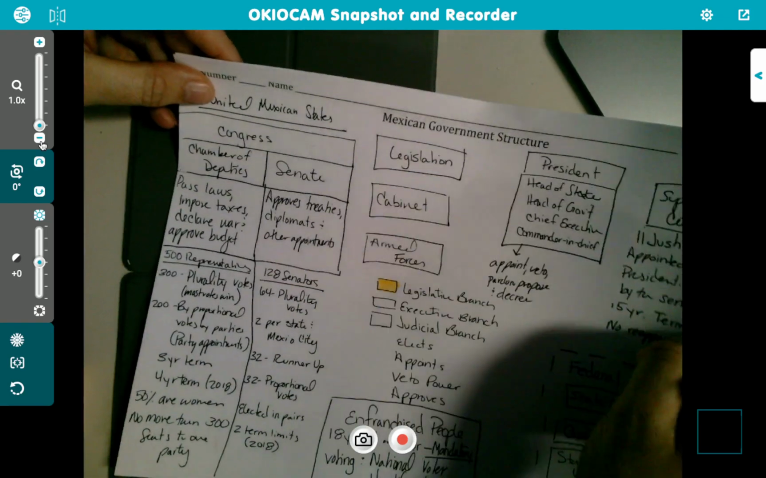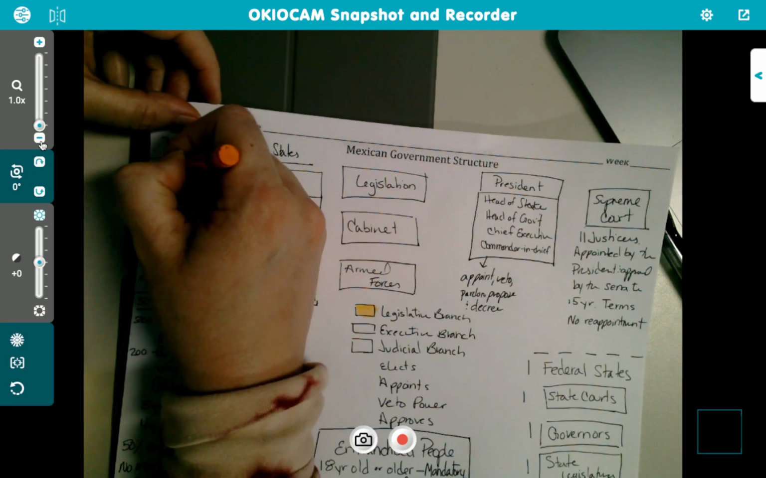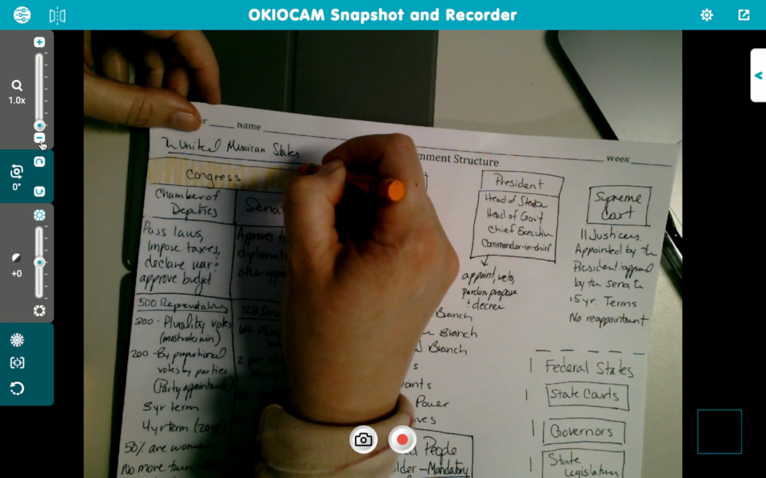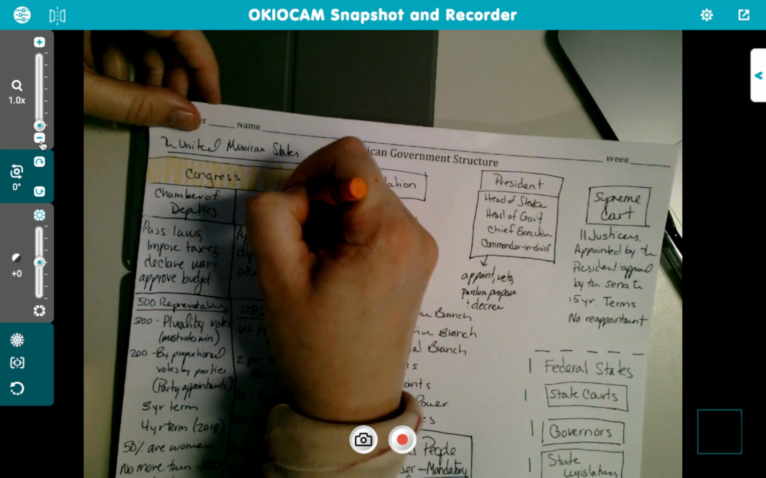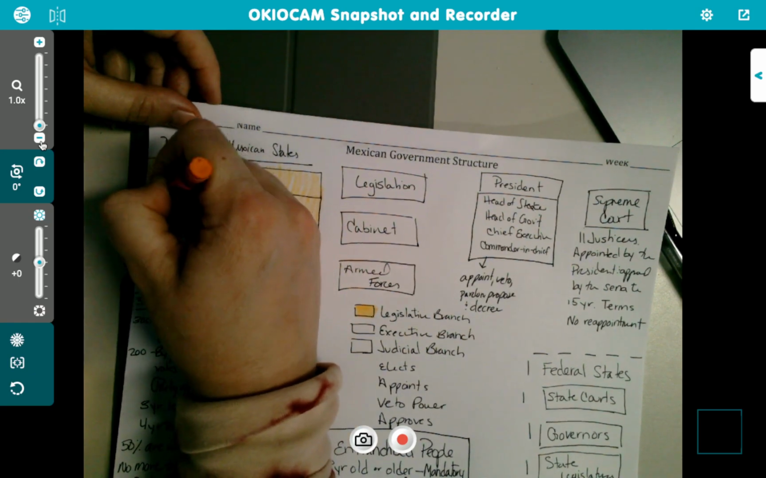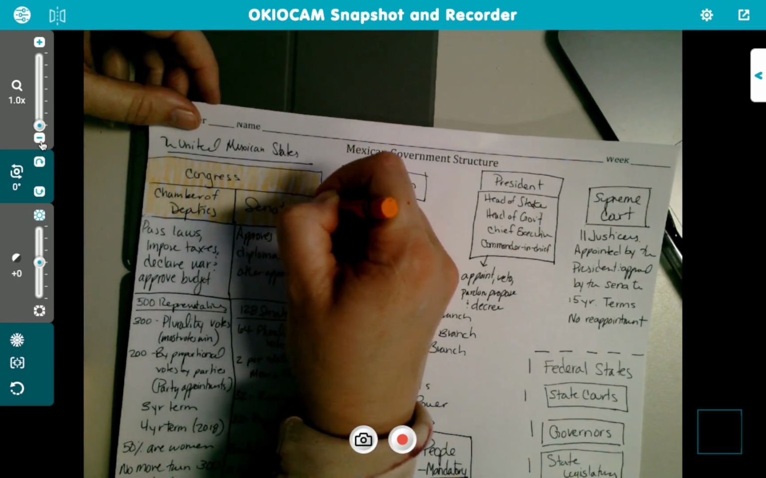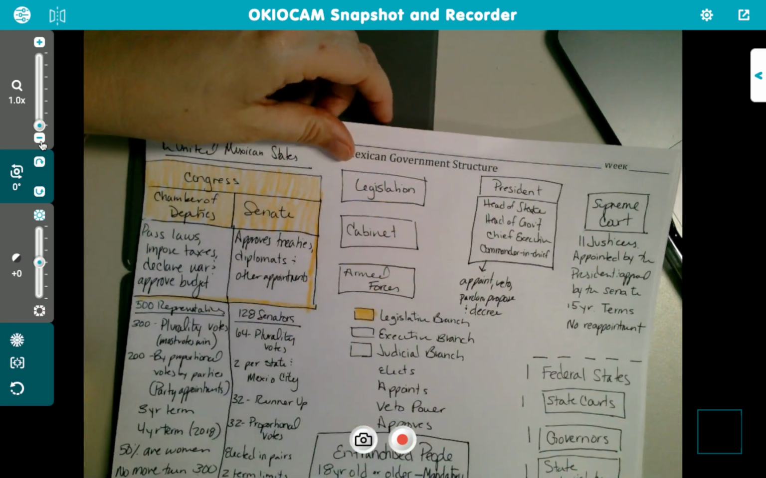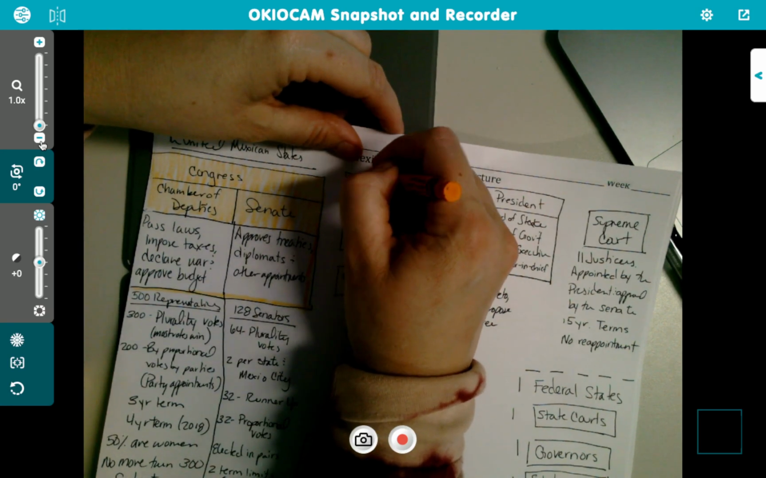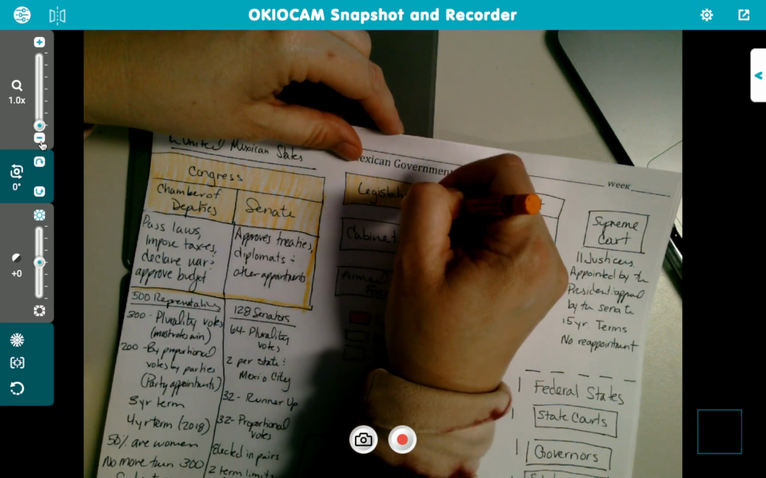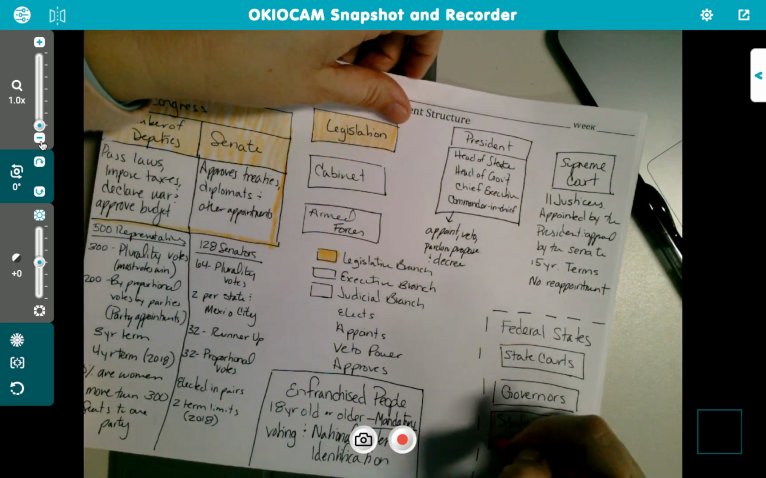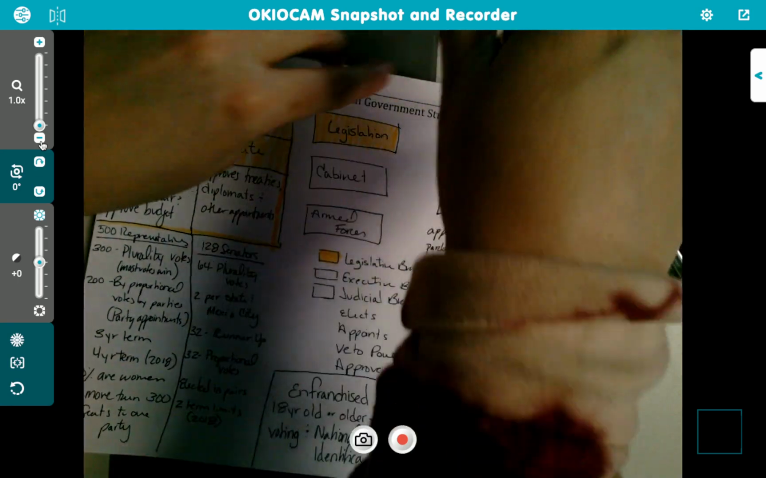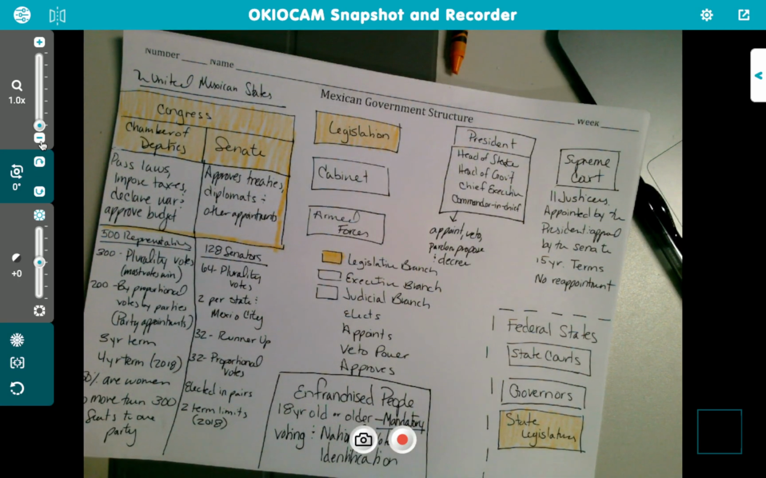All right, of course, your legislative branch is Congress, which is made up of the Chamber of Deputies and the Senate. I'm just going to draw a box around it. There you go. Okay, they obviously pass legislation, so I'm going to color legislation. And you also have your state legislatures, which are also part of legislation.